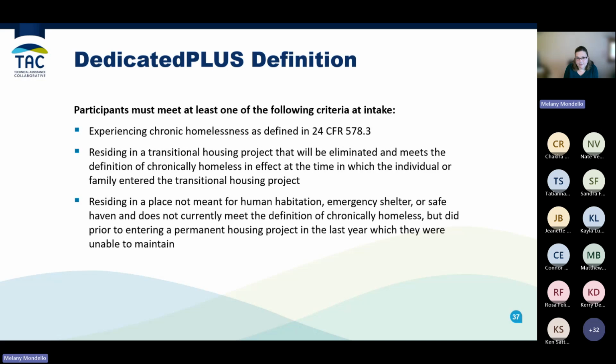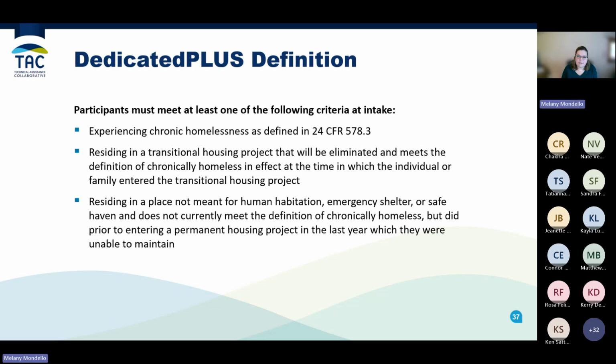So it provides a path for people who are in a transitional housing project that maybe your CoC defunded because they allocated those funds to a different type of project. So if someone's in a transitional housing project, but they were chronic when they went in, they just needed a higher level of housing support to move through to independent housing. As long as you can prove they were chronic when they went into transitional housing, and that project is being eliminated, then they may qualify for one of your PSH beds.